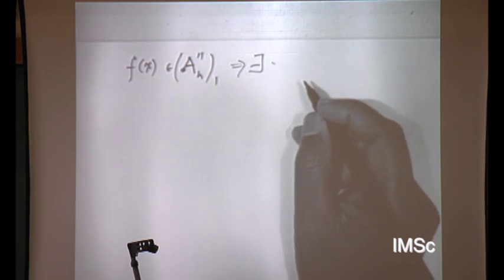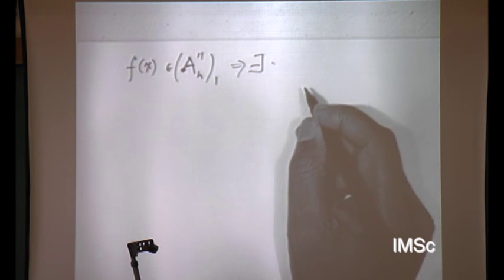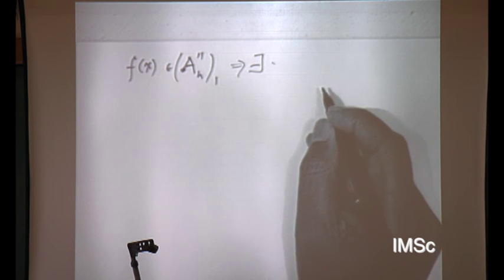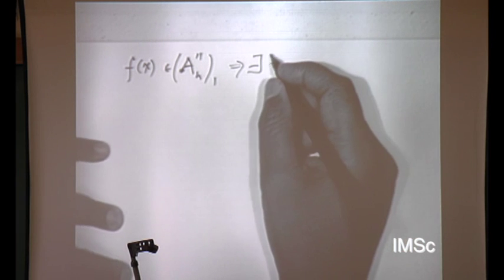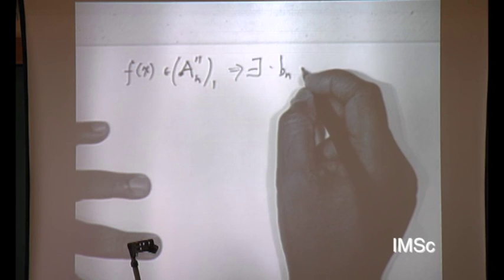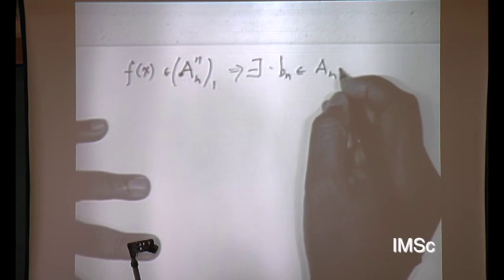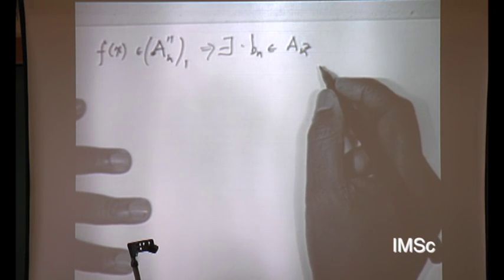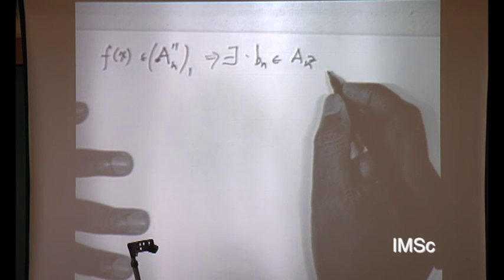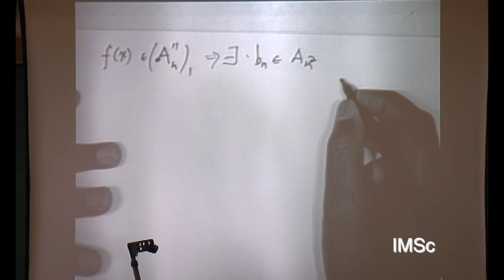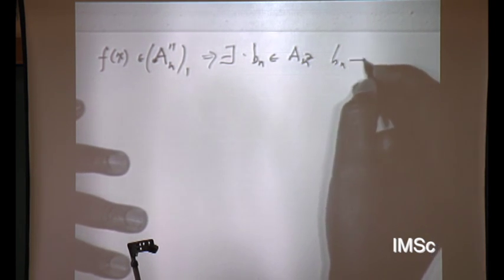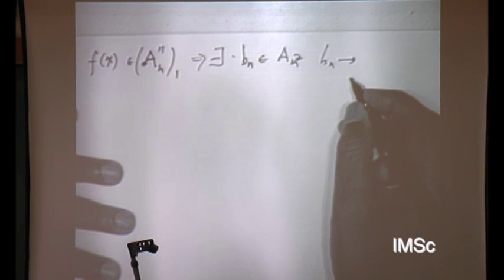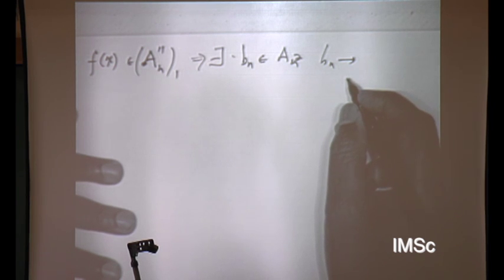Right? Because the SOT or WOT on bounded sets is metrizable. So to say it is in the closure means that there is a sequence from the approximating set which you converge to. So you can find a sequence B_n in A_h such that B_n converges to the, he is doing the inverse.